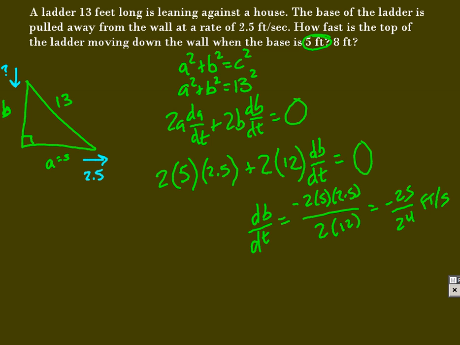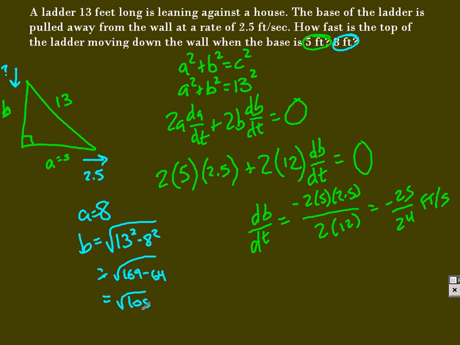To do it when the base is 8 feet long, the only difference is now a is going to be 8, which means that b is going to be some other weird number. It's going to be the square root of 13 squared minus 8 squared, which is the square root of 169 minus 64, the square root of 105. Other than that, I plug everything in the exact same way. So it would be 2 times a, now 8, times dA/dt, still 2.5, plus 2 times b, now the square root of 105, times dB/dt. And that's still equal to 0 over here.